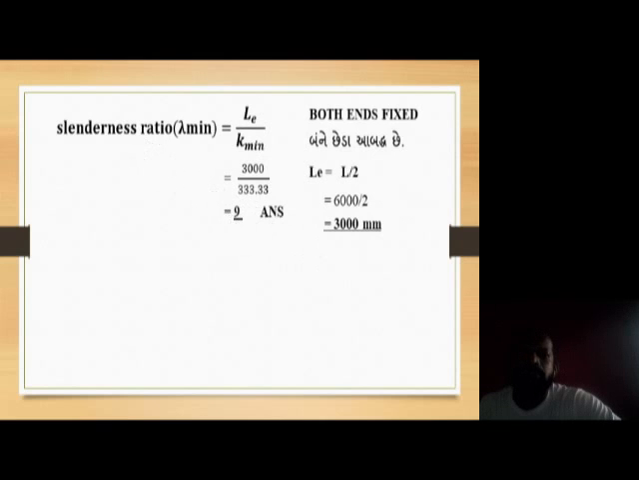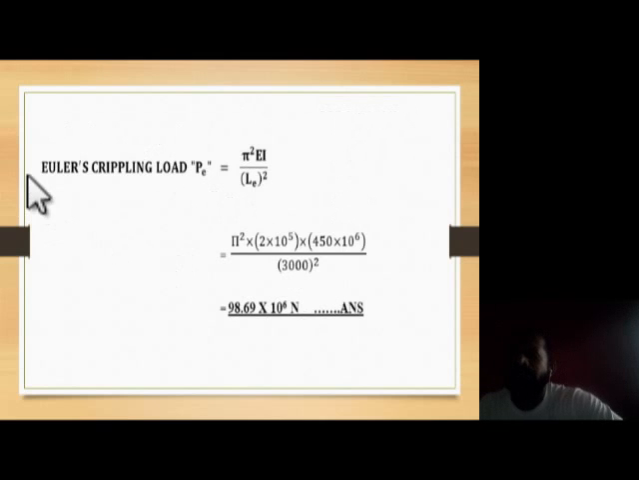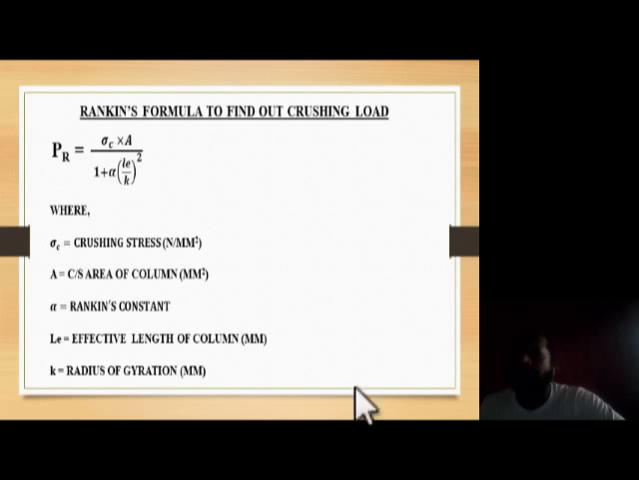Next we will find the last one, that is to find out Euler's crippling load. PE is equal to pi square EI upon LE square. Substitute EI and LE, you will get the final Euler's crippling load, that is equal to 98.69 into 10 raised to 6 Newton.